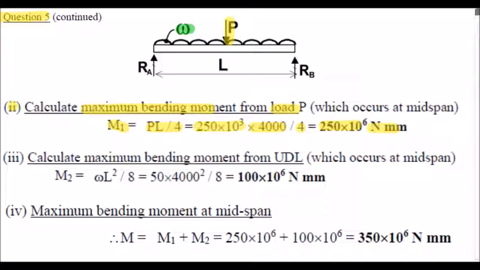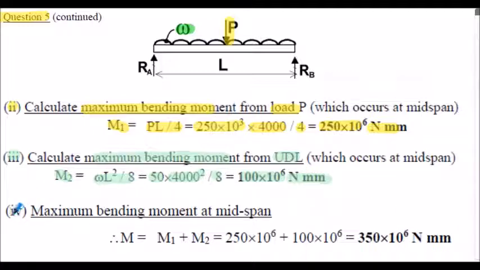And step 3 shown here to calculate the maximum bending moment from the UDL. Of course, that occurs at the midspan as well. So that maximum bending moment is omega L squared divided by 8. The omega is 50 newtons per millimeter. The length 4,000 squared in this case divided by 8. So 100 times 10 to the 6 newton millimeters.